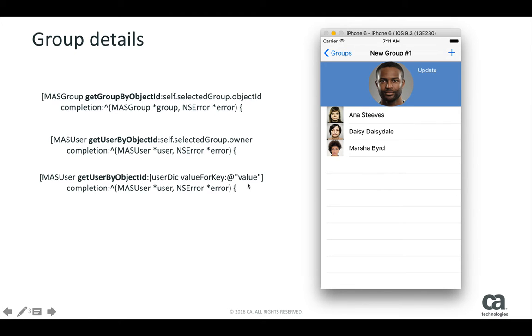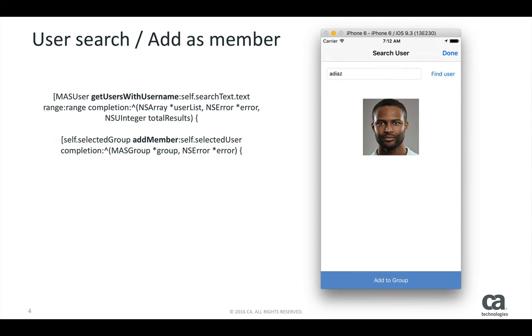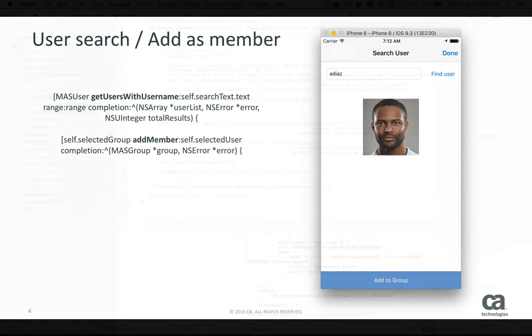For the other one, I'm doing a loop of all the members of the group, and I'm getting details of each one. That's the only way I can display the pictures of the members. In the last screen, we do a search for a user using a class method from the mass user object called getUser_with_username. And later on, we add that user as a member using an instance method from the mass group object. Let's open Xcode and see how it's done.